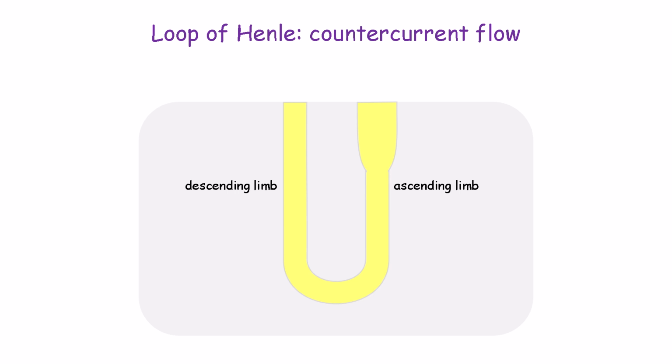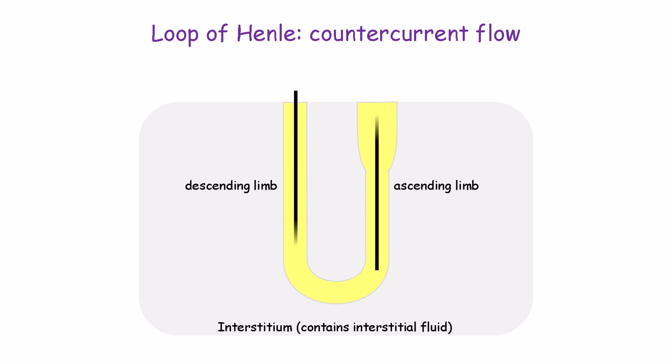The loop of Henle is a long, U-shaped portion of the nephron that extends into the kidney's medulla. It is surrounded by the interstitium, the space between the nephron's tubules and blood vessels containing interstitial fluid. Filtrate flows down the descending limb, around the bend, and up the ascending limb. Because fluid moves in opposite directions in these adjacent limbs, this is known as countercurrent flow, forming the basis of the countercurrent mechanism that concentrates urine.